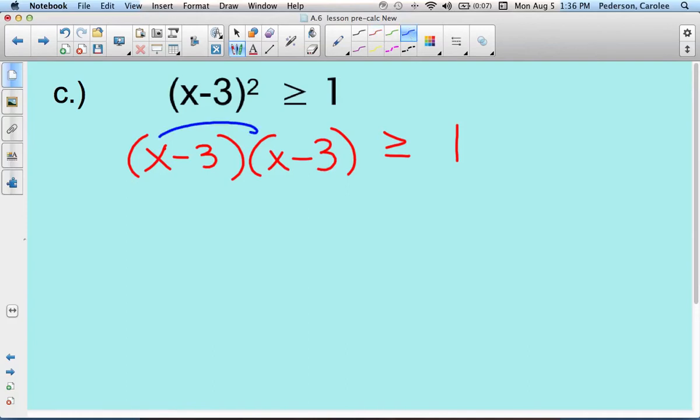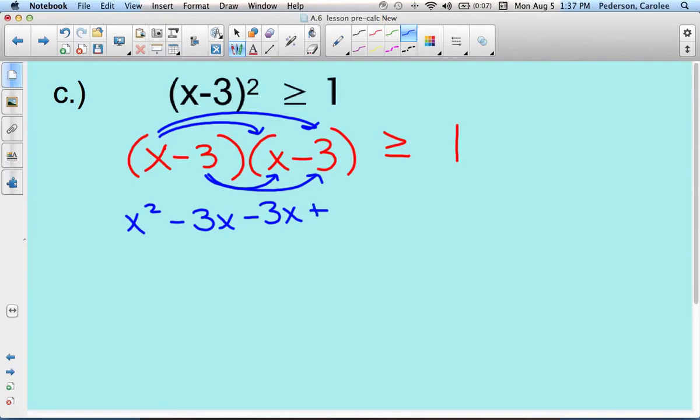So x times x is x squared. X times negative 3 is negative 3x. Negative 3 times x is negative 3x. Negative 3 times negative 3 is positive 9. And then we still have on the right, greater than or equal to 1.